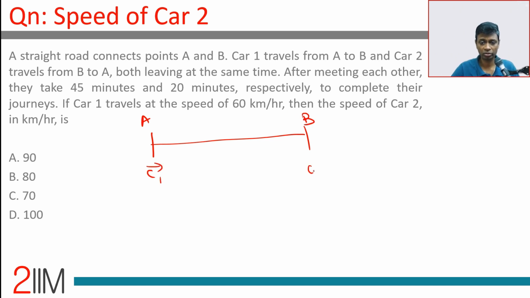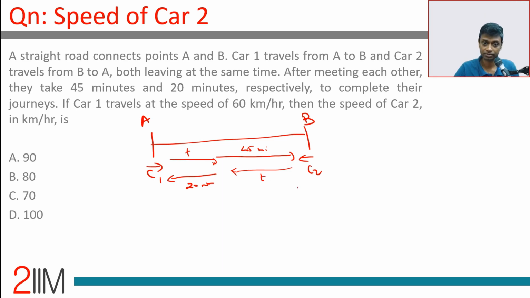C1 this way, C2 this way. And so after meeting, they take 45 and 20 minutes. So they meet somewhere here. And then C1 takes 45 minutes. C2 takes 20 minutes. Let's assume C1 has taken t minutes and C2 should have taken the same t minutes because they meet.